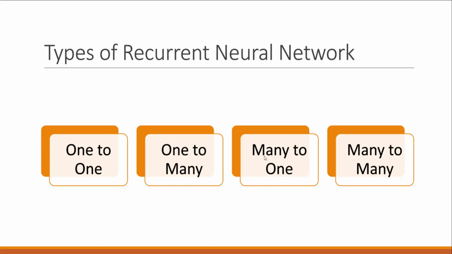Many-to-one. It takes multiple inputs and produces a single output. So sentiment analysis is an example of many-to-one in RNN. Many-to-many. It takes a sequence of inputs and produces a sequence of outputs. And the best example of many-to-many is video classification.